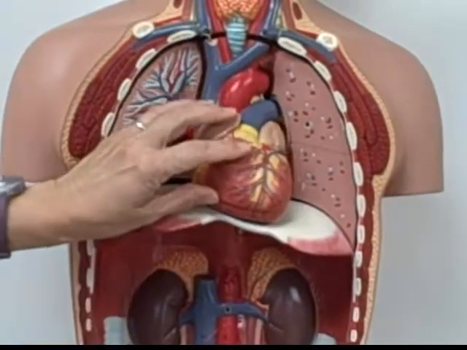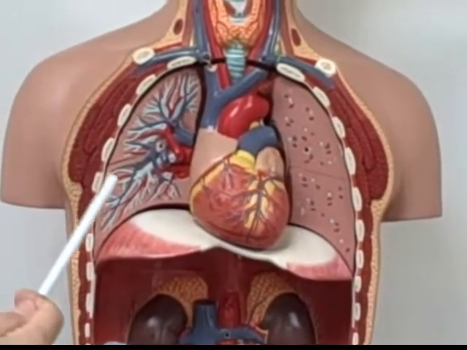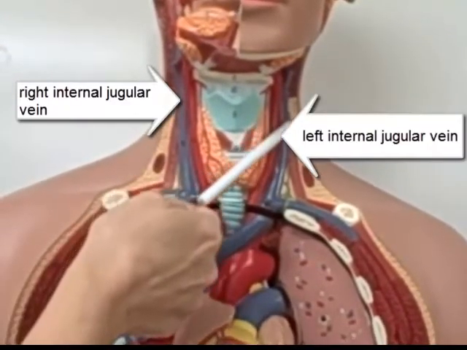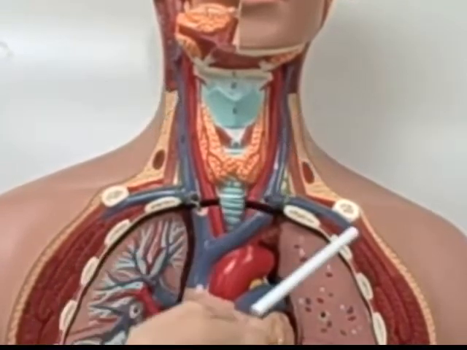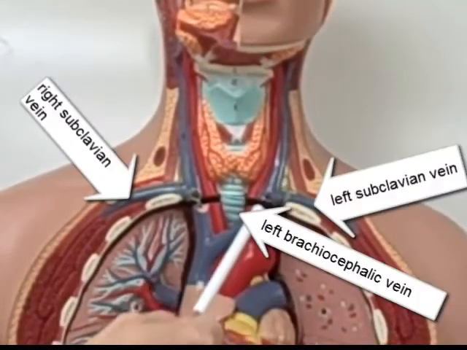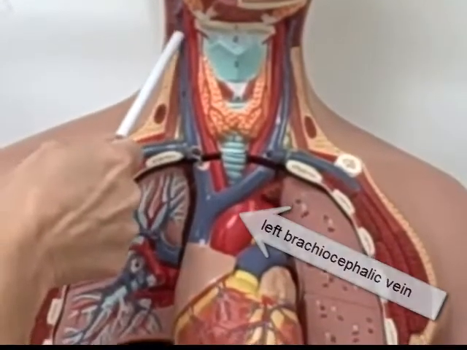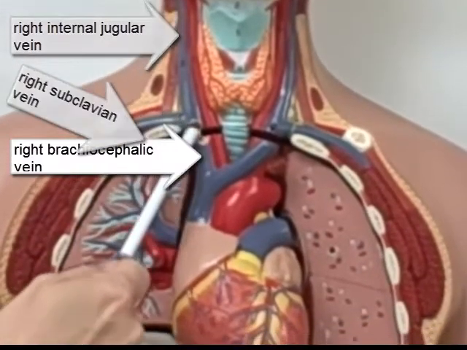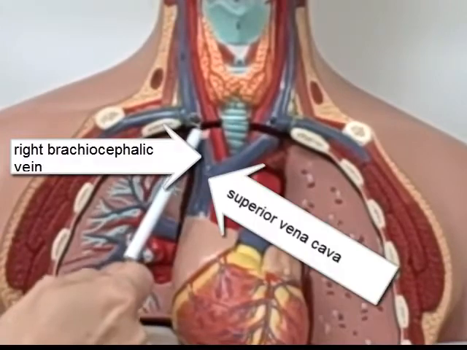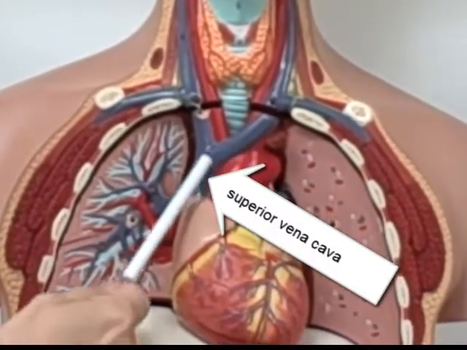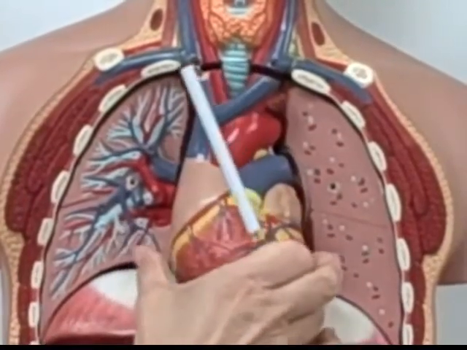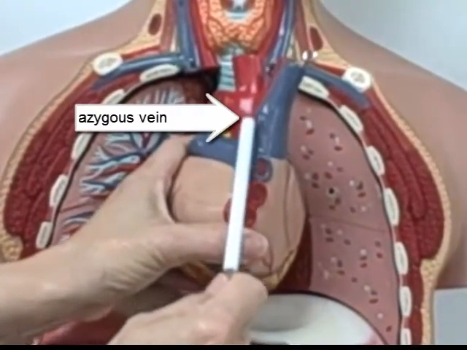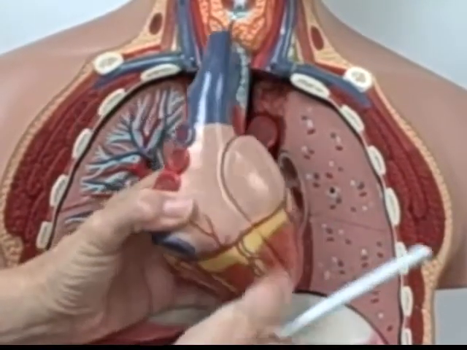Now if I want to look at the venous flow within the upper area, we have the right internal and the left internal jugular veins. They combine with the left subclavian into the left brachiocephalic, and on the right side, the right internal jugular and the right subclavian vein combine into the right brachiocephalic vein. Both brachiocephalic veins will enter into the superior vena cava. There is one additional vein entering the superior vena cava. It's the azygos vein, which drains the posterior portion of the thorax area.